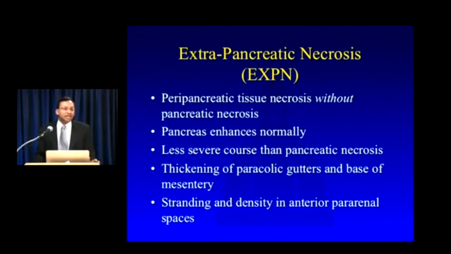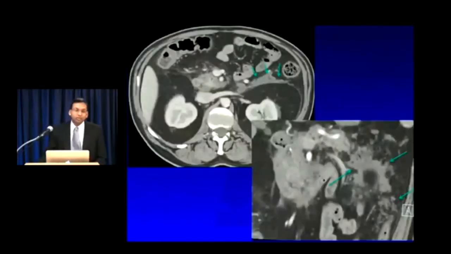I've seen many cases where this has actually been confused for carcinomatosis or tumor spread, and it can look very much like that. You can get nodularity, thickening of the paracolic gutters, base of the mesentery, and if you have never seen this entity before, it's very easy to mistake it for something much more foreboding.